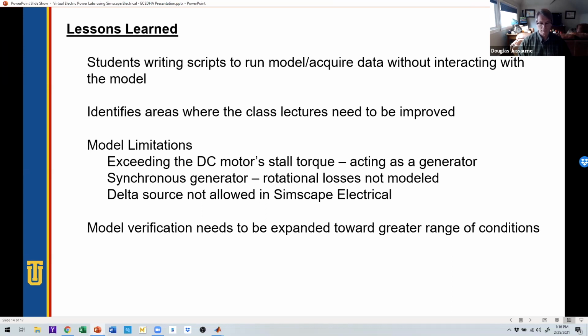Also, I did model verification based on what I thought the students would run into. Again, students being students, they came up with a few new conditions. So this is an opportunity to expand how we go about verifying the models.